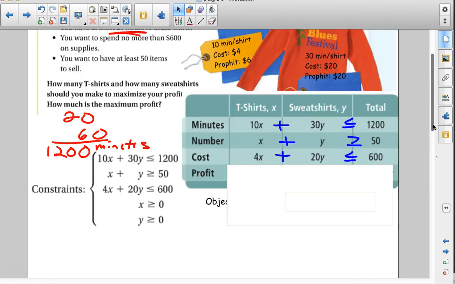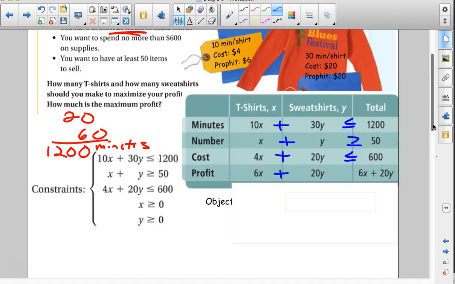Now, in the end, I have to come up with an objective function. And that objective function comes from the profit. So I look back up here and I think, well, how much money am I going to make from t-shirts? $6 per t-shirt. How much money am I going to make from sweatshirts? $20. So 6x plus 20y is going to be my objective function.